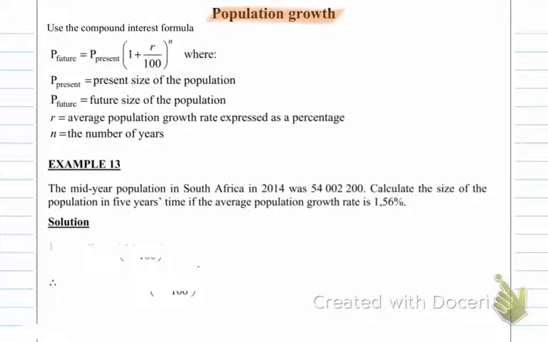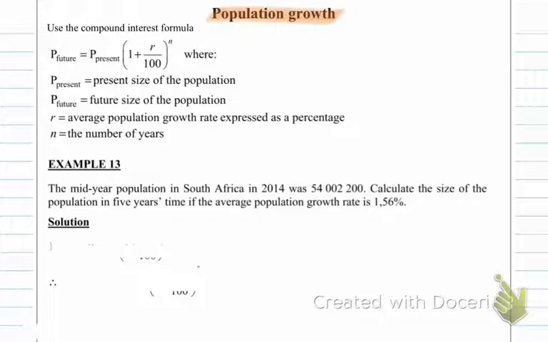Now for population growth. When we work with population growth, we always use the compound interest formula, but we change it a little bit so that it suits us better. Instead of just writing A, we will now write P future, which is the future size of the population. Instead of just writing P, we will write P present, which is the present size of the population. R is the average population growth rate expressed as a percentage, and N will still be the number of years.